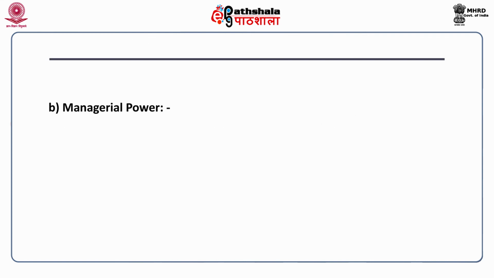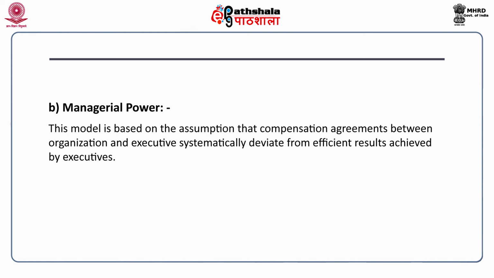Managerial power. This model is based on the assumption that compensation agreements between the organization and executive systematically deviate from efficient results achieved by executives. Here, compensation contracts are not taken as an attempt to reduce agency cost; rather, they are believed to be agency cost. Here, compensation is set by the compensation committee with the input of consultants of the specific industry.